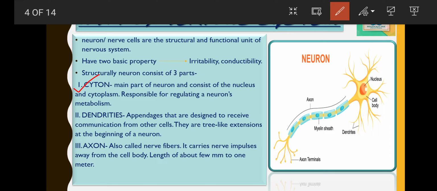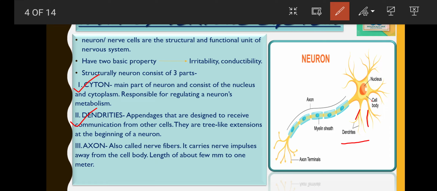The second is the dendrites. Dendrites are one to many highly branched but small projections arising from the cyton. As shown in the picture, these are the dendrites, the small projections arising from the cyton. They conduct the nerve impulses from synapses towards the cell body.